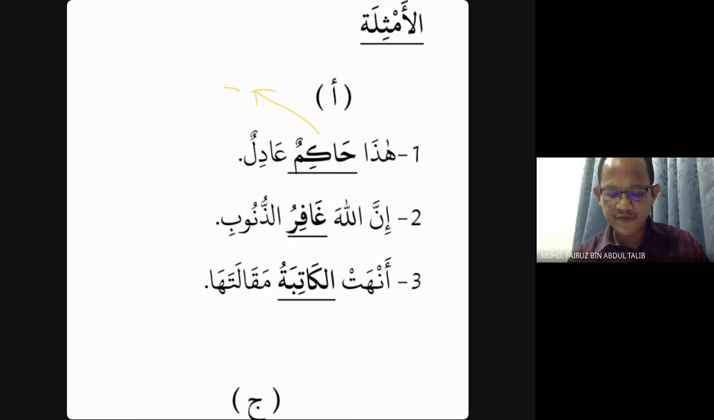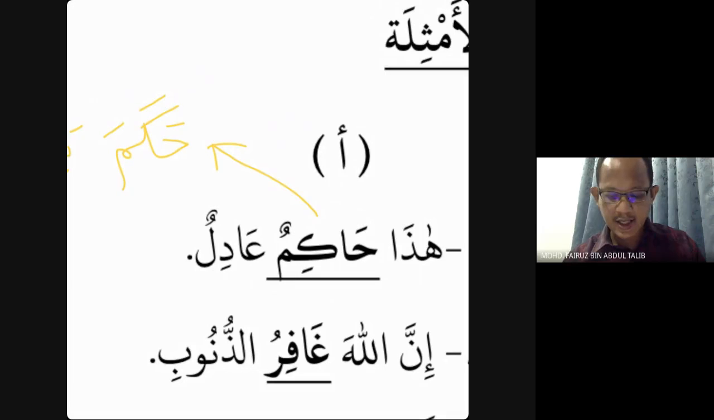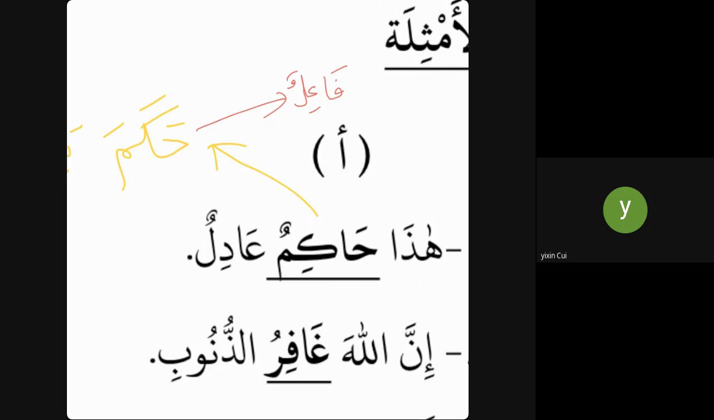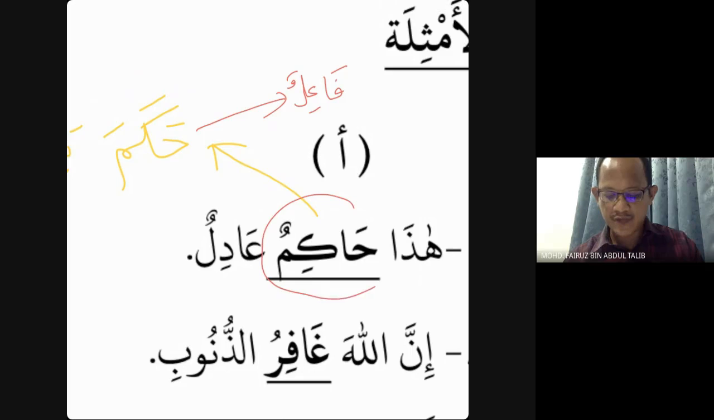This word comes from a verb which is hakama. The verb is hakama, fi'il madhi, and fi'il mudari is yahkumu, to rule. So from the word to rule, you want to change to the person, the one who rules. You change to a pattern, a wazan, and the wazan is fa'ilun. From a verb, you change to this wazan. Hakama changed to fa'il becomes hakim. That is why we have this word hakim.